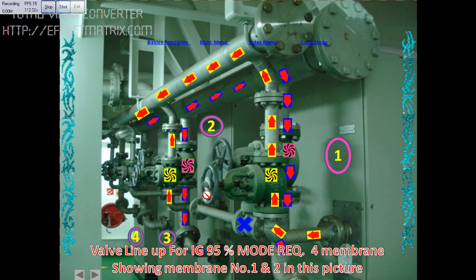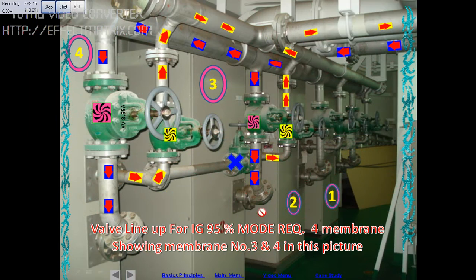So this is one part of the screen where I've taken. I will show you the other side. So I showed you membrane 1 and 2. Now I am showing 3 and 4. Suppose we are using membrane 3 and 4 in one batch.